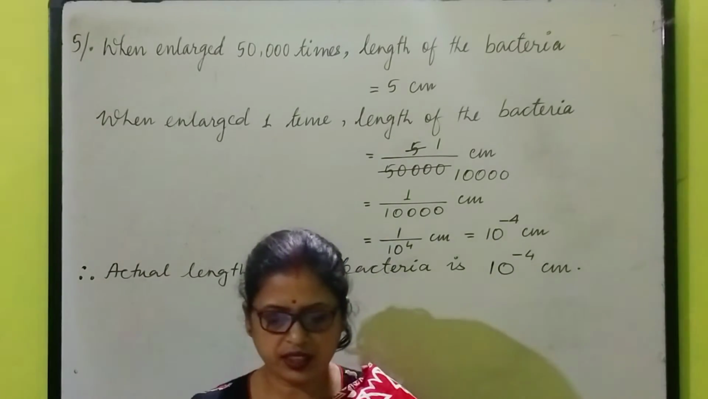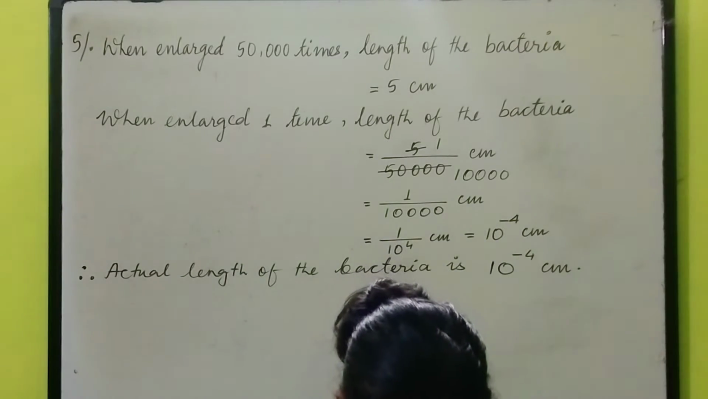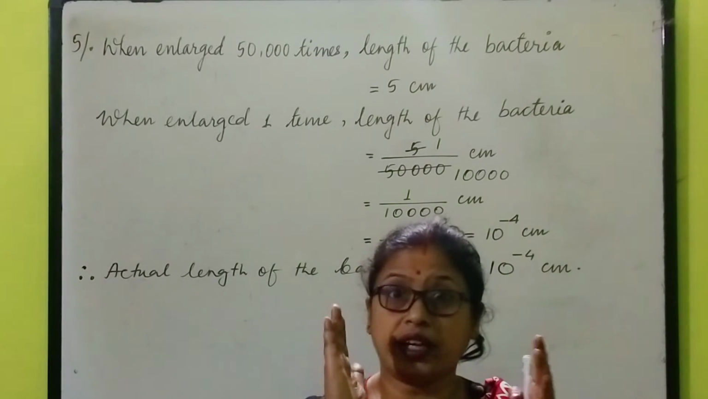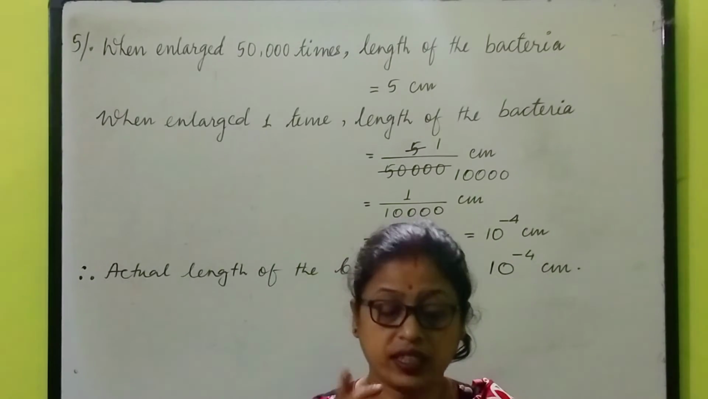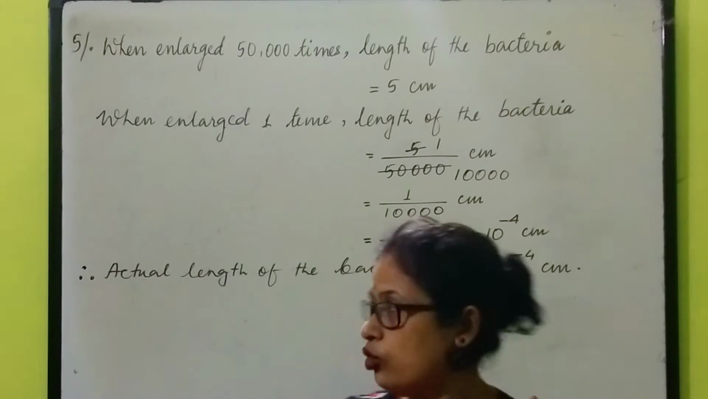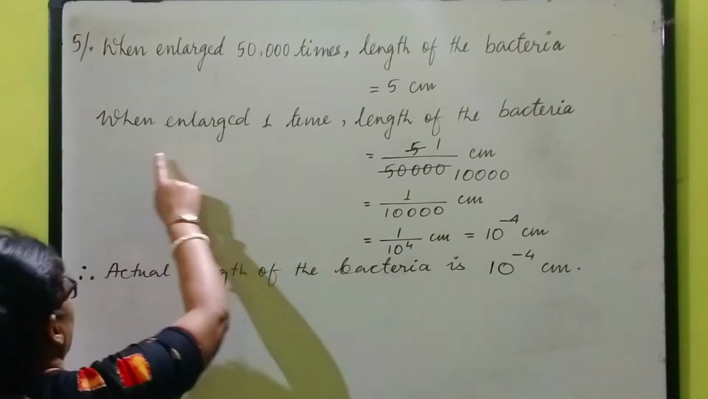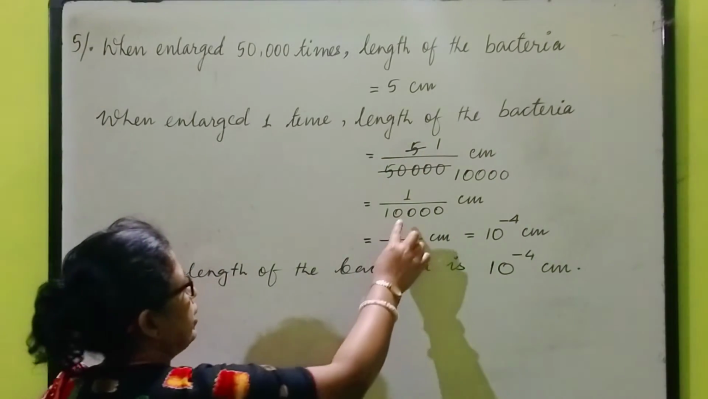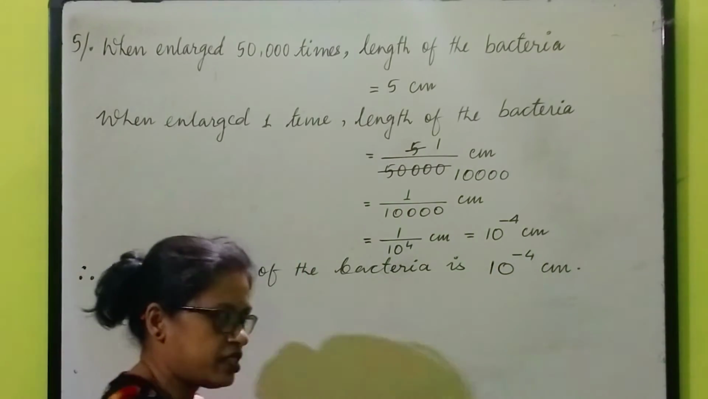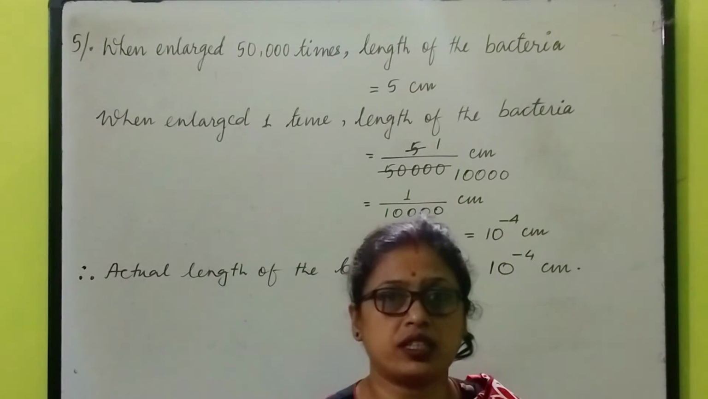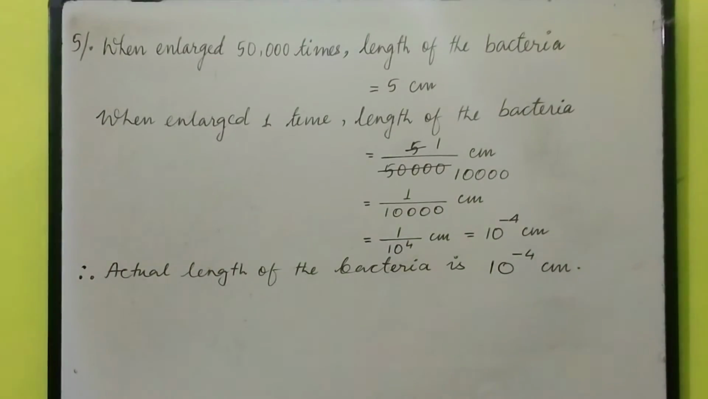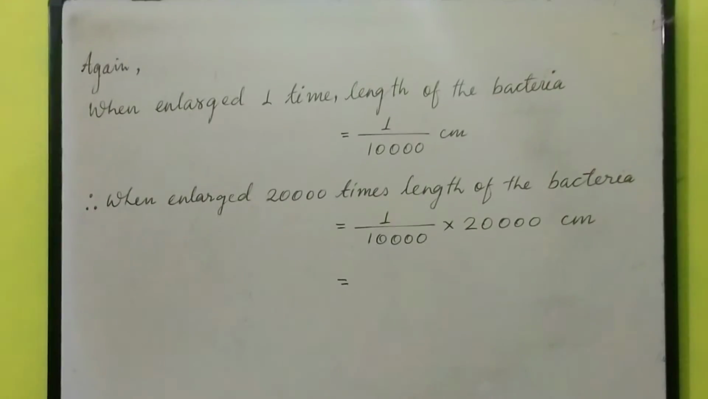What is the next? Now if the photograph is enlarged 20,000 times, what is the enlarged length? What will be the enlarged length? Understood? Now we will not start with this. We will start with when enlarged one time, length of the bacteria is this, because we don't need the ultimate answer. Then when enlarged 20,000 times, length of the bacteria is this. Okay? Let me find it out. Clear to me? Okay then.